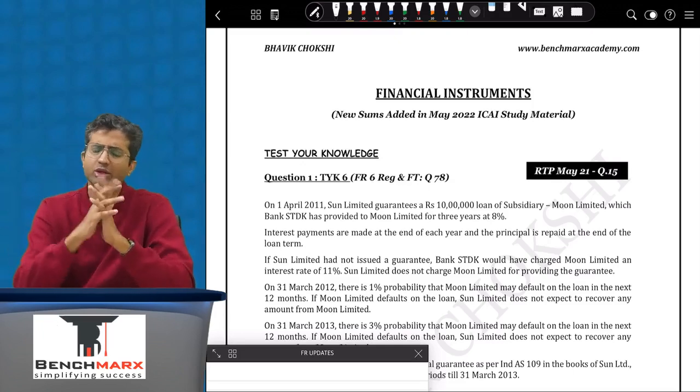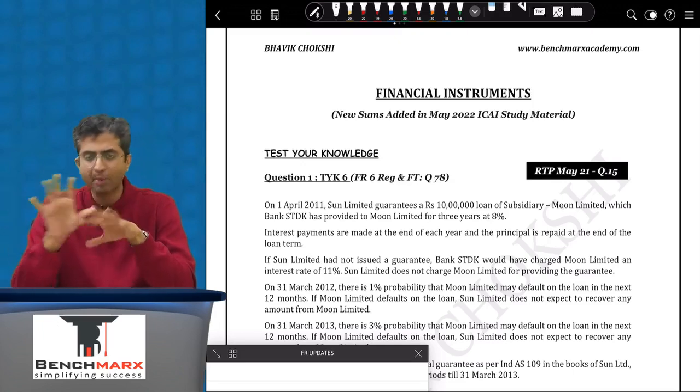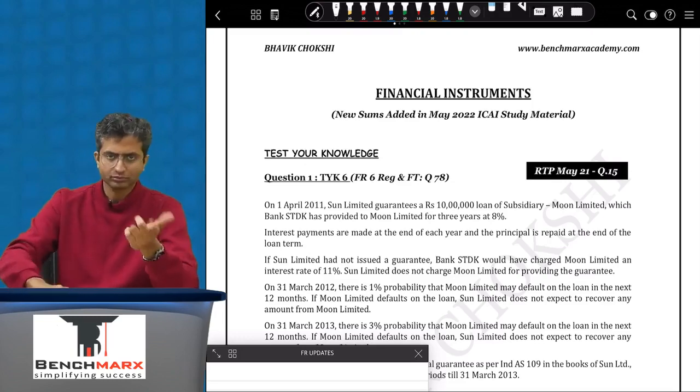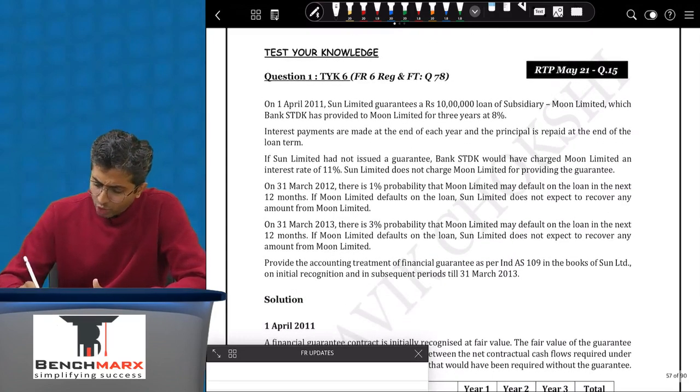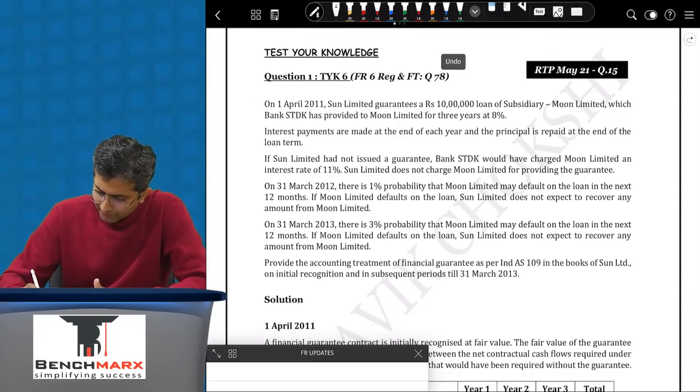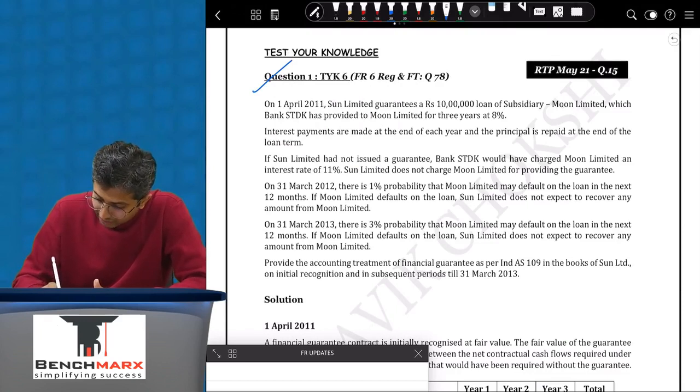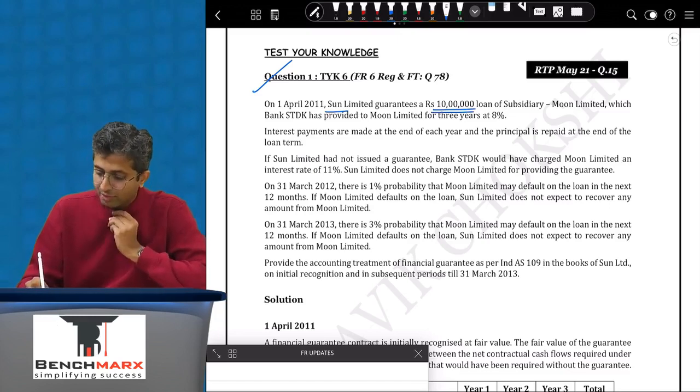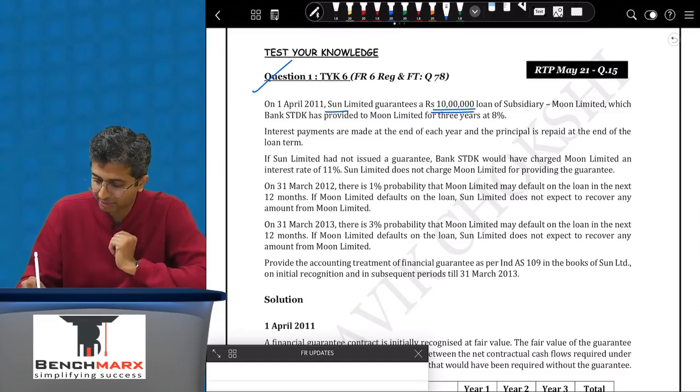For a detailed discussion, you can refer to the YouTube video separately uploaded on this topic as well. Let us go through this once. So over here we have question number 1. On 1st of April 2011, Sun Limited guarantees a 10 lakh rupee loan of subsidiary Moon, which bank SDK has provided to Moon for a period of 3 years at 8%.